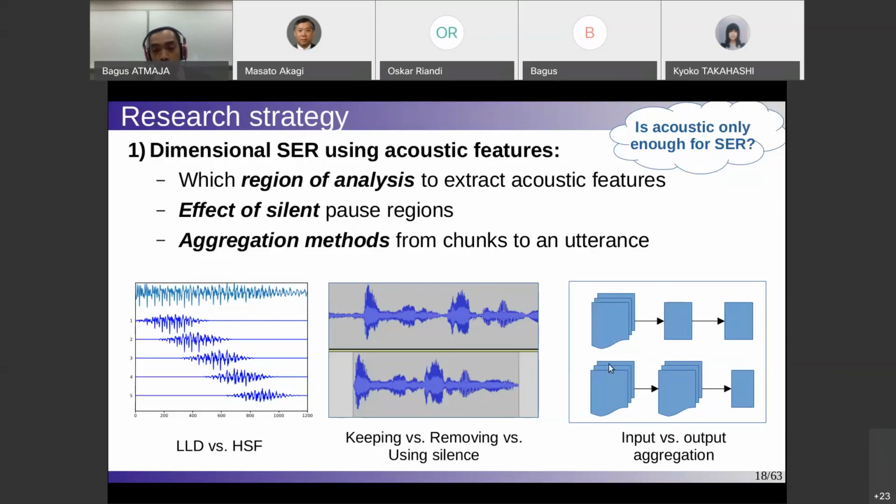For example, speech is usually long, for example 5 minutes, but when processing speech, we split it into chunks, meaning some smaller time than the utterance. For example, 10 seconds, 5 seconds, or 20 seconds. So it is necessary to aggregate from chunks to utterance, and two methods are commonly used. The most commonly used is majority voting or output aggregation. And in this case, I also propose to evaluate feature aggregation or input aggregation.